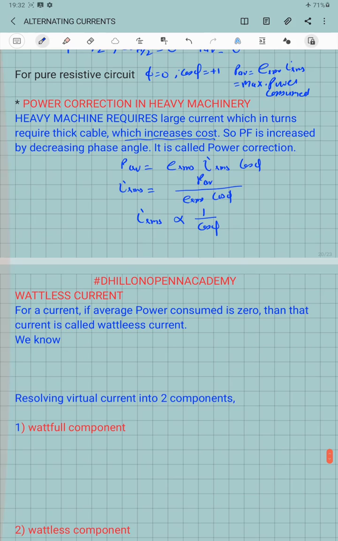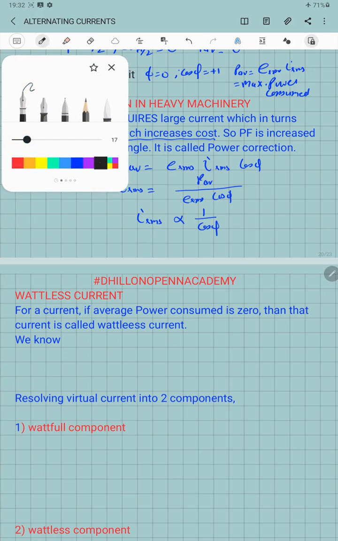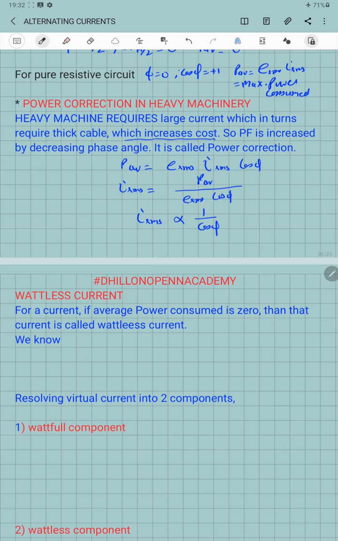Next important thing we are discussing is the wattless component of current, or wattless current. We know that average power is ERMS into IRMS into the cos phi, where phi is the phase angle between the voltage and the current. Diagrammatically we can represent it like this. Along the x-axis we have the RMS value of the current, and this is our RMS value of the voltage, and this is the phase angle between them.